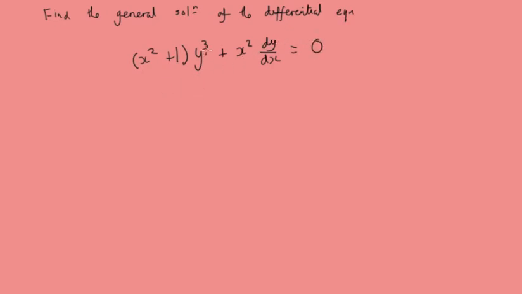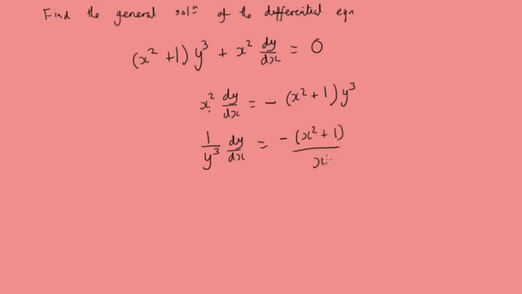So let's bring this over to the other side. So it's minus x squared plus 1 times y cubed. Now let's get rid of the x squared on this side, and let's get rid of the y cubed on this side. So we'll end up with 1 over y cubed dy by dx, and we will have minus x squared plus 1 over x squared.